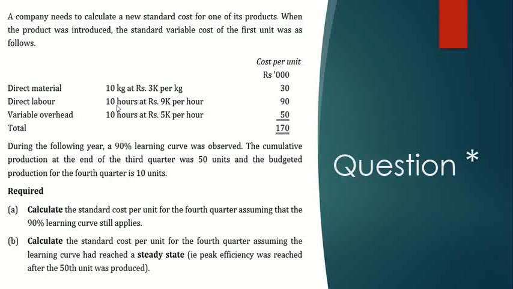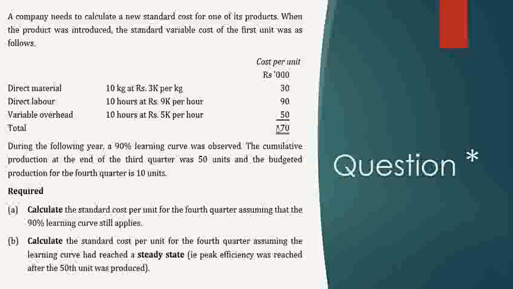To understand this, we can use a tabular approach or an algebraic approach. But here, I mostly suggest that the algebraic approach will be more appropriate, right? Variable overheads: 10 hours at 5,000 per hour. So 5 into 10, 50,000. So our total cost per first unit will be 170,000. Remember, this direct labor cost and variable overhead cost are both related to our labor hours, 10 hours. So this is for the first unit.